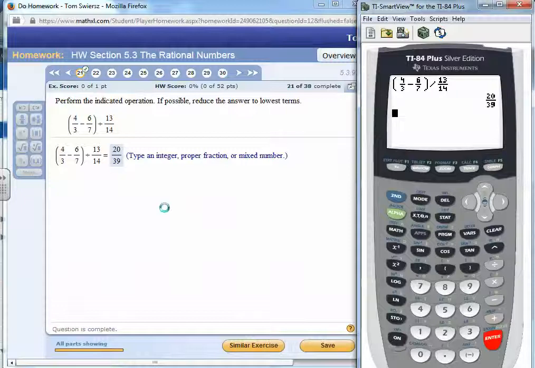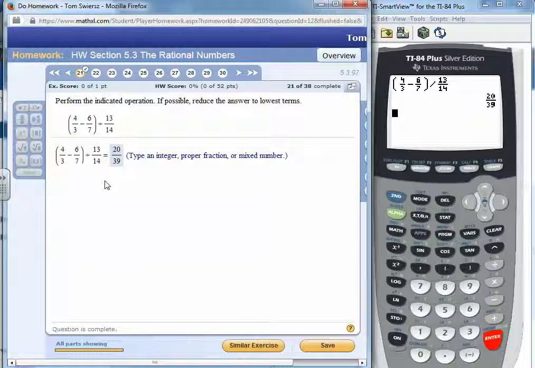And again, if you did this with paper and pencil, you would get a common denominator for the 4/3 minus 6/7, then you just multiply by 14/13. All right, we're going to go ahead and end this session here.